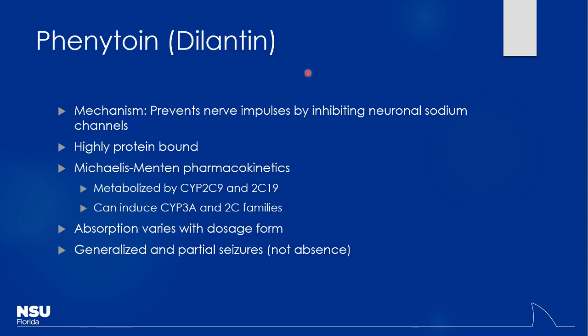Anyway, so other things to note here, it is metabolized by CYP2C9 and 2C19, which means it is very available for a lot of drug interactions that come by and can interact with that, maybe inhibiting those enzymes there. And also it can induce enzymes as well. So it induces 3A4 and induces 2C families. So what do you think that means in terms of drug interactions?